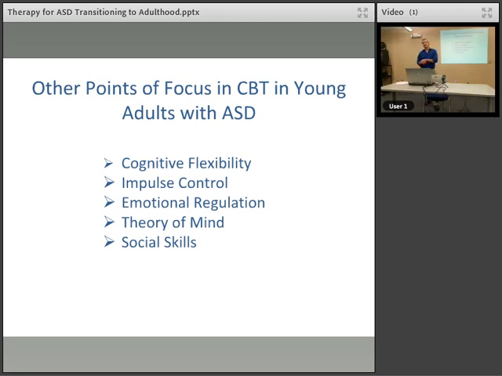Other points of focus with CBT in young adults with autism spectrum disorders. Cognitive flexibility is a big one. These are all things that we deal with in other people, but theory of mind not so much, while cognitive flexibility definitely is one. With autism spectrum disorders, obviously the rigidity is a big issue. That's something that we have to challenge, and working on the ability to see things from different angles and to be able to understand that your perspective is not the only perspective is a really big piece of treatment with this.